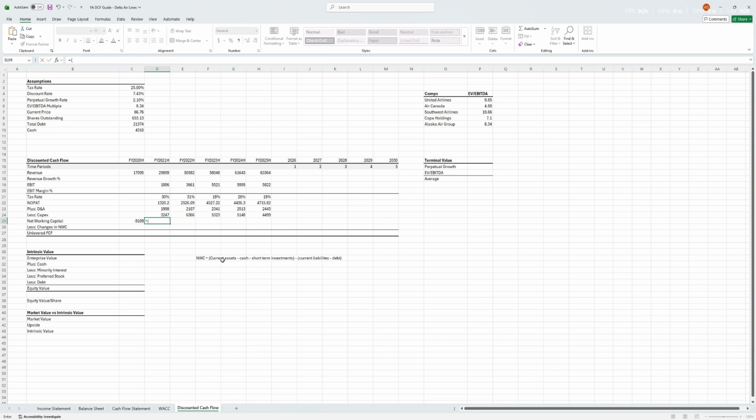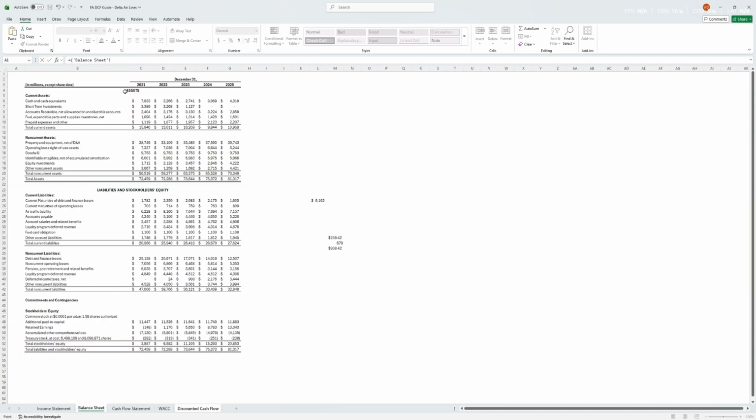So let's go find current assets, cash, so we can go to our balance sheet. Total current assets, we're then going to subtract our cash. We're then going to subtract short-term investments, put a parentheses there, and then we're going to do a subtraction, another parentheses, and we're going to do current liabilities. And then we're going to subtract from that everything we use for debt.